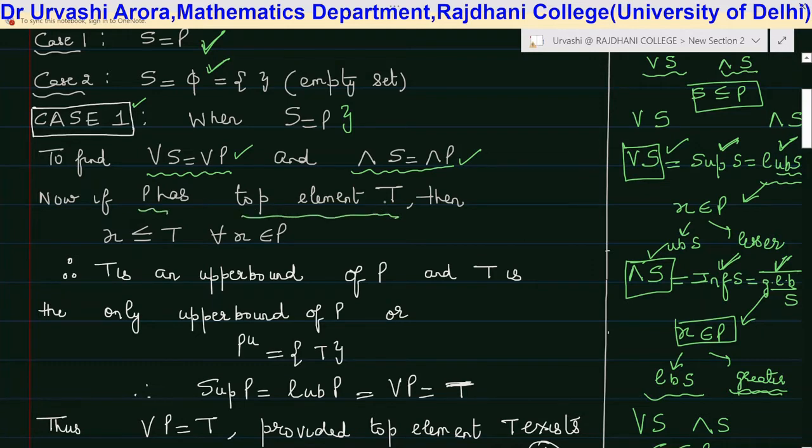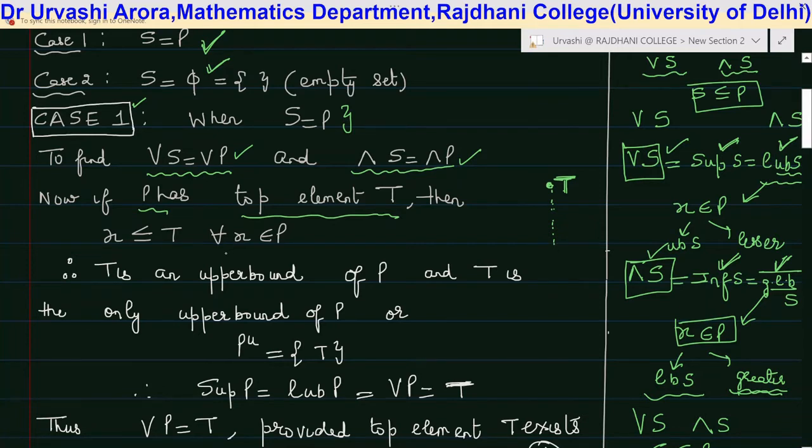The top element is denoted by capital T. Again, the top element has been discussed in detail in my earlier videos. So if P has a top element and if you try to draw the Hasse diagram of P, then the top element T of P will be at the top, and all the elements of P will be lower than that because they will be smaller than T.